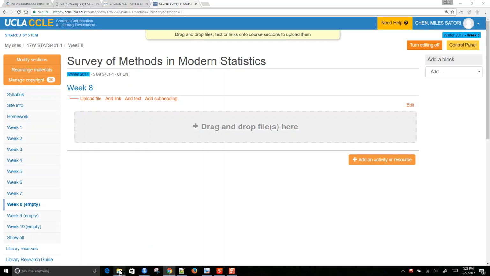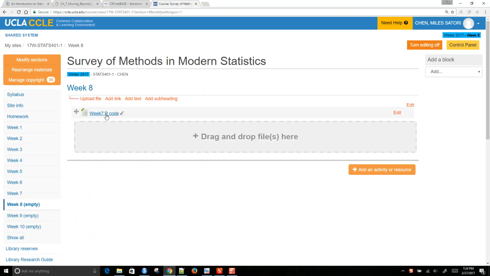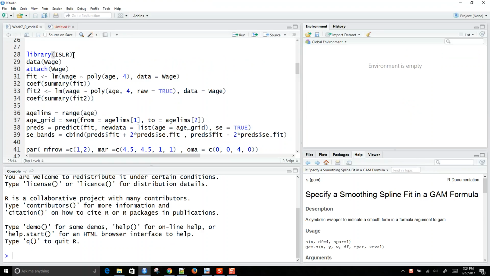ISLR is the library associated with this other textbook, Introduction to Statistical Learning. A great textbook, by the way, if you want to take a look at it on your own time, in all the free time that you guys have. Joking.